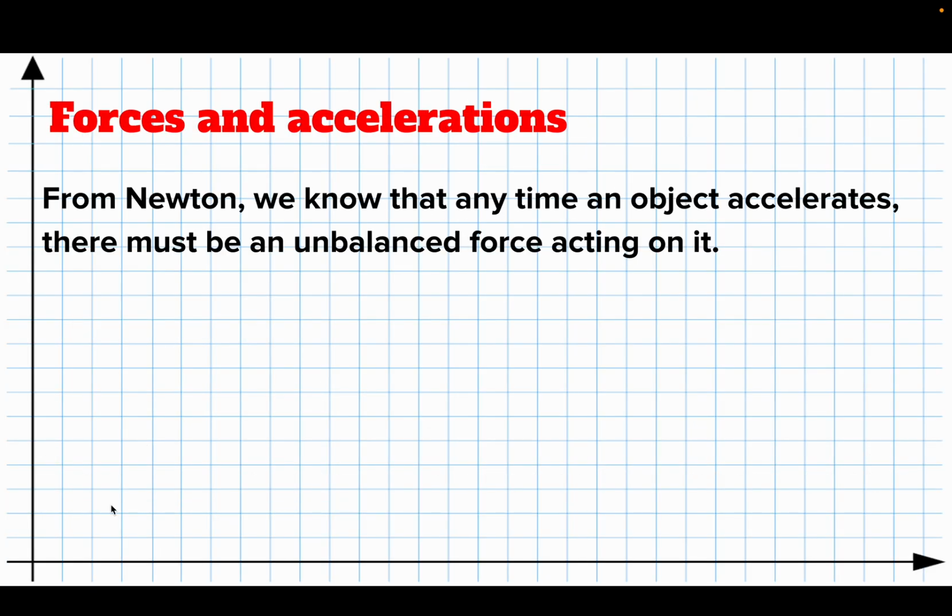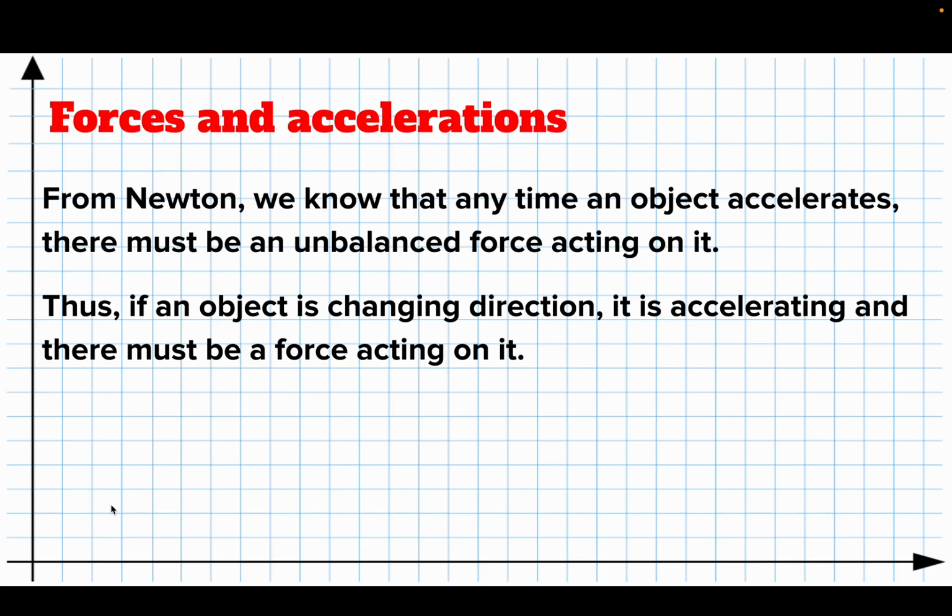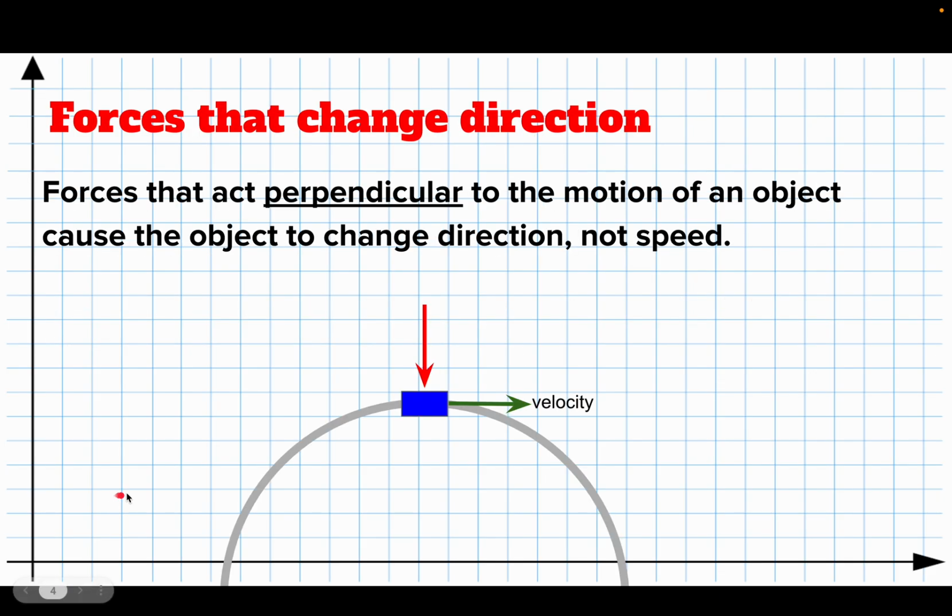So from Newton, we know that anytime an object accelerates, there must be an unbalanced force acting on it. So if an object is changing directions, and therefore accelerating, there must be a force acting on it. Newton's first law says objects remain in motion in a straight line unless there's an outside force acting on them. So if an object is changing direction, it's not moving in a straight line, there must be a force acting on it.